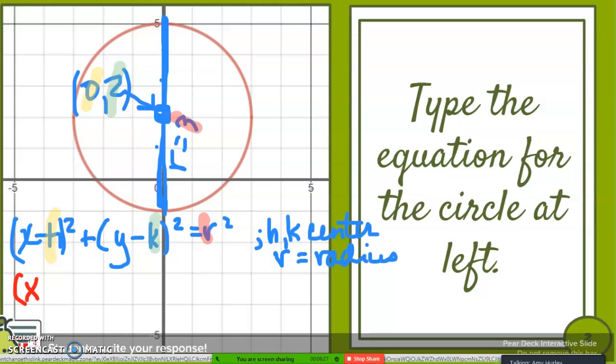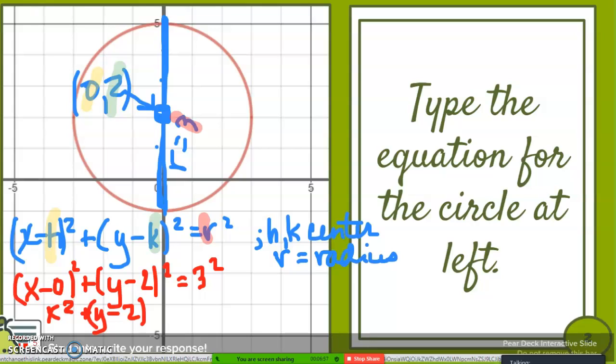So let's substitute x minus, instead of h, we're going to put 0 squared, plus y minus, instead of k, we're going to write 2 squared, equals, instead of r, we're going to write 3 squared. Let's simplify. x minus 0 is just x. And 3 squared is just 9. So our equation is x squared plus y minus 2 squared equals 9.